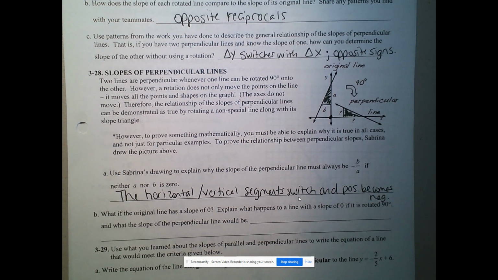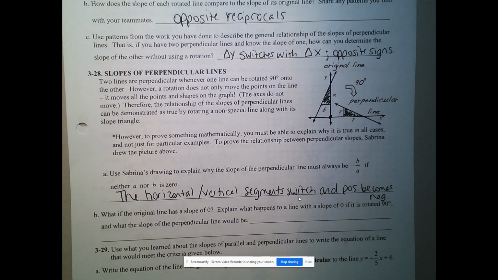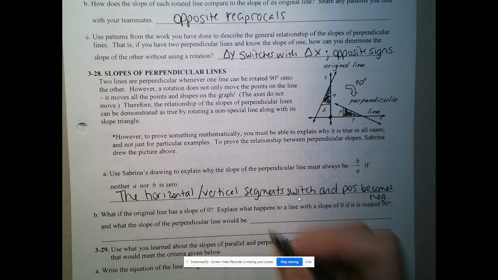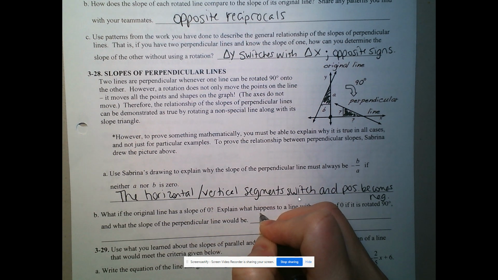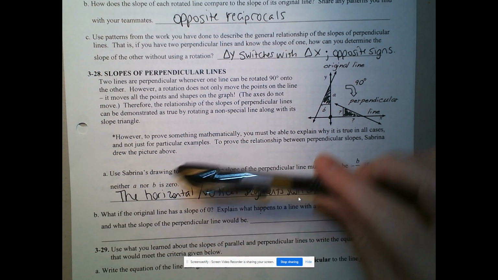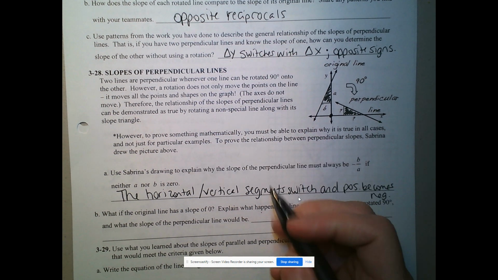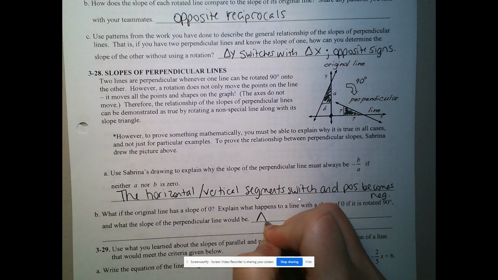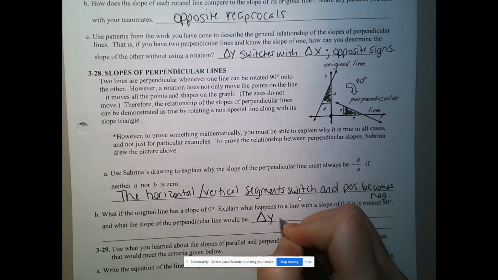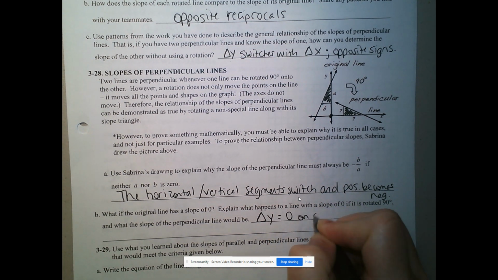What if the original line has a slope of 0? Explain what happens to a line with a slope of 0 if it's rotated 90 degrees. Well, when you have a slope of 0, you have a horizontal line. So you have a line that's going side to side. So it has a run but no rise. So when you do rise over run, you're saying it has no rise. So your delta y, your change in y, was 0 on the original line.